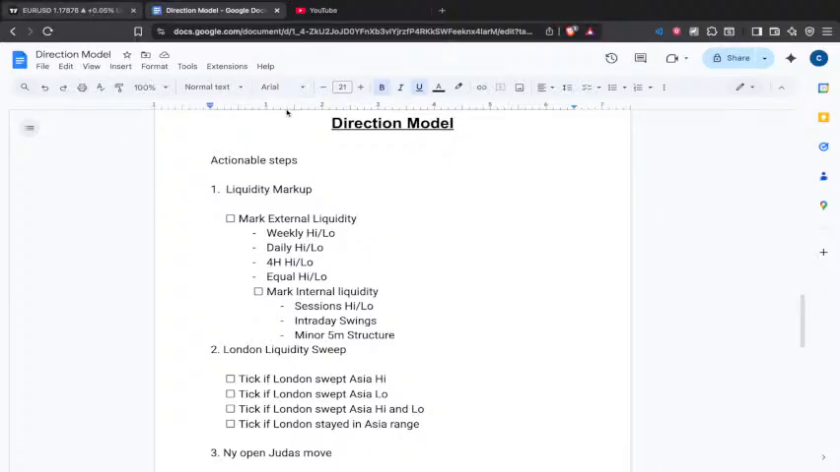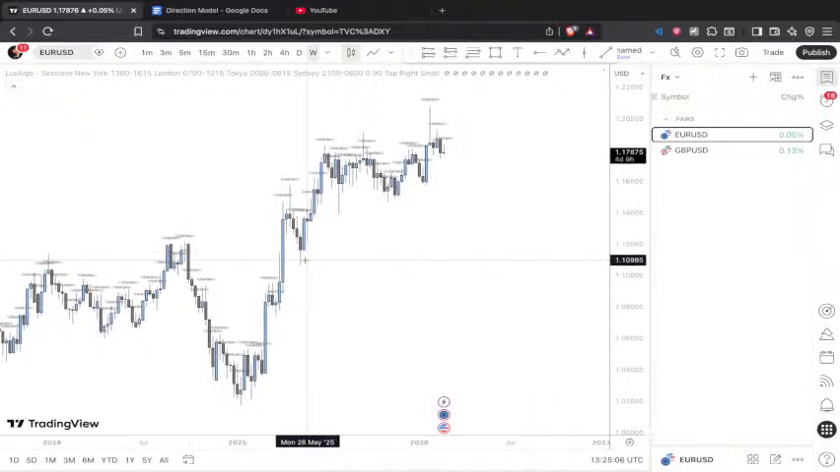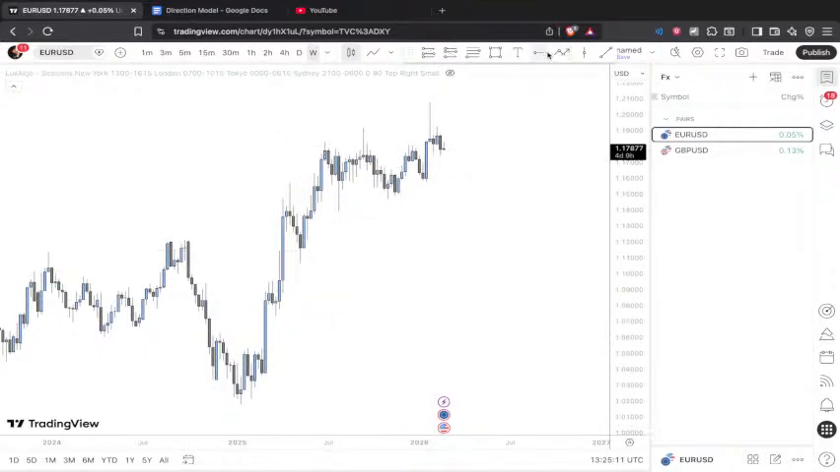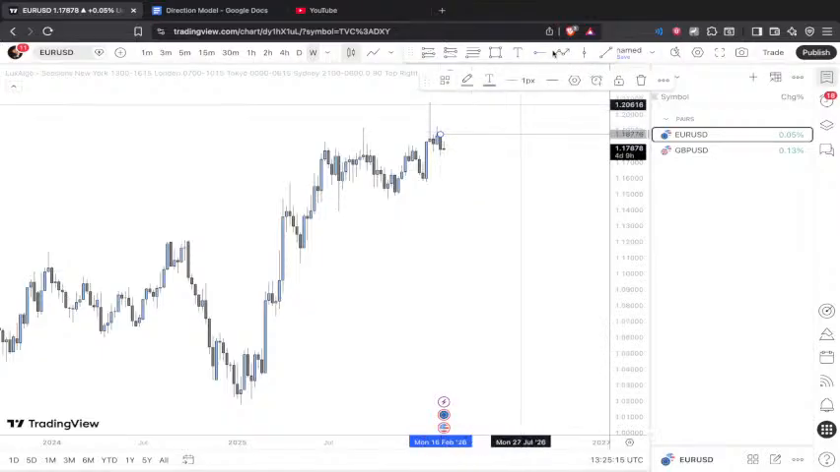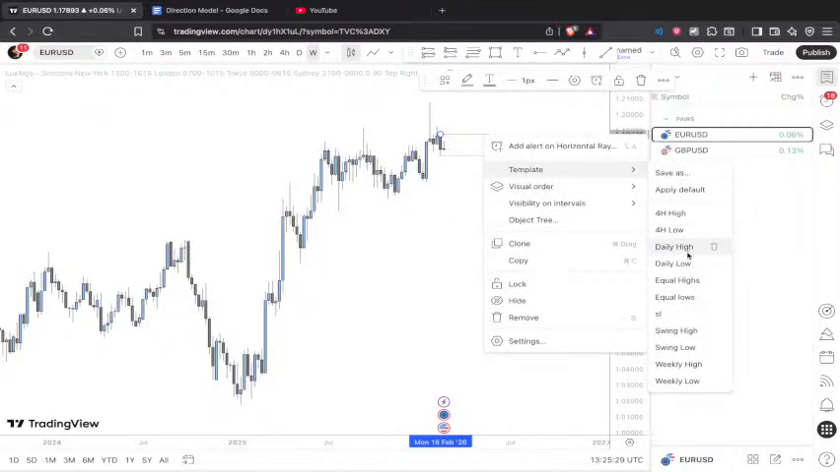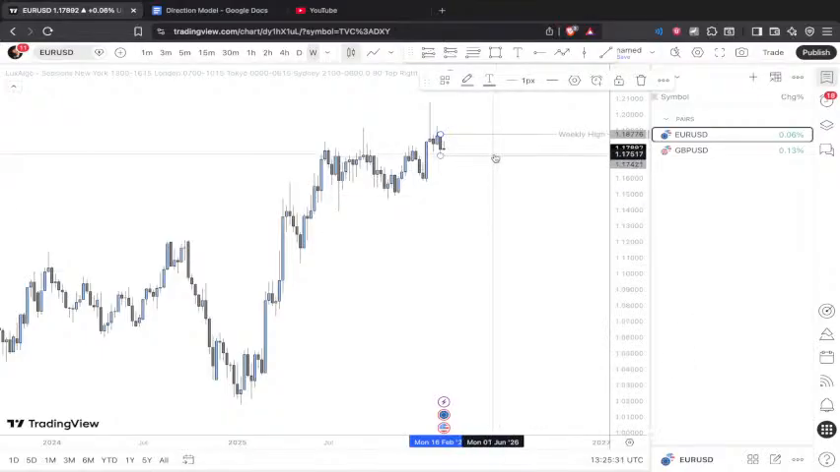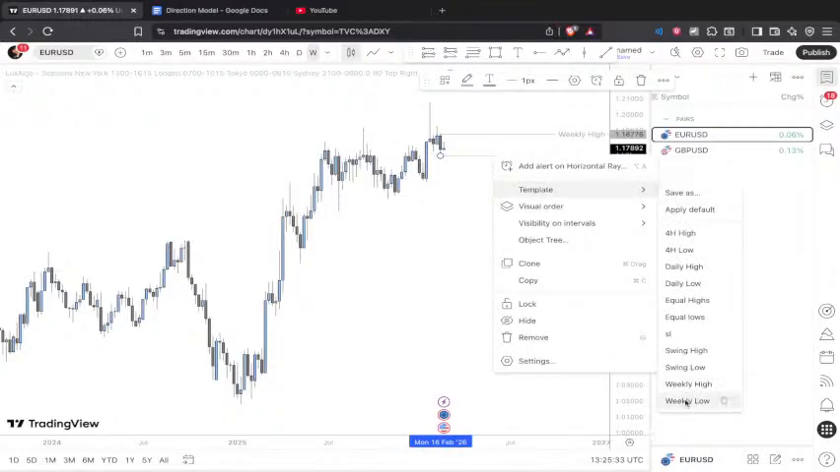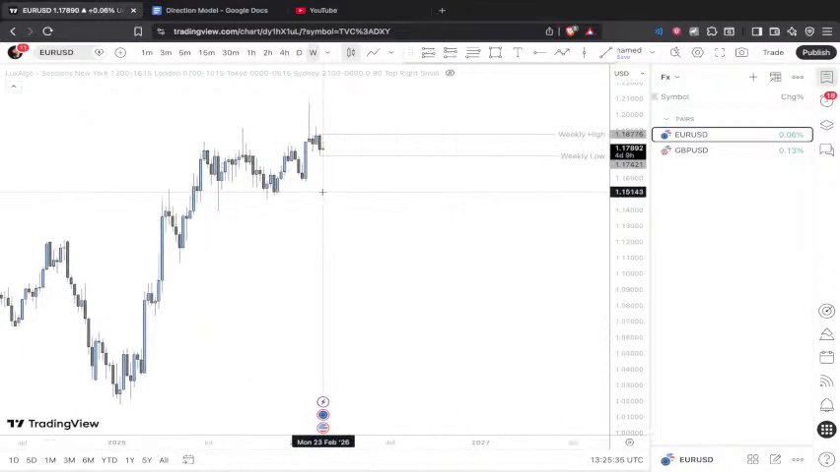So we're going to start with the weekly time frame, and we're going to go over last week's. Let me get rid of this session so it's a little bit cleaner. We're going to go and mark last week's high, and we're going to mark last week's low. Okay, so let's use the template to mark that up. It's the weekly high, the weekly low. Okay.